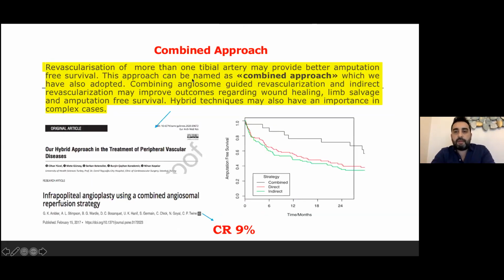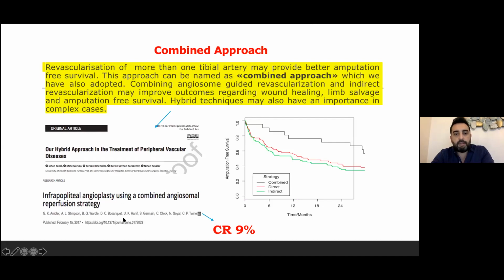This may be named as combined approach. Revascularization of more than one tibial artery may provide better amputation-free survival. This approach can be named as combined approach, which we have also adopted. Combining angiosome-guided revascularization and indirect revascularization may improve outcomes regarding wound healing, limb salvage, and amputation-free survival. Hybrid techniques may also have an importance in complex cases. This is our treatment trial.